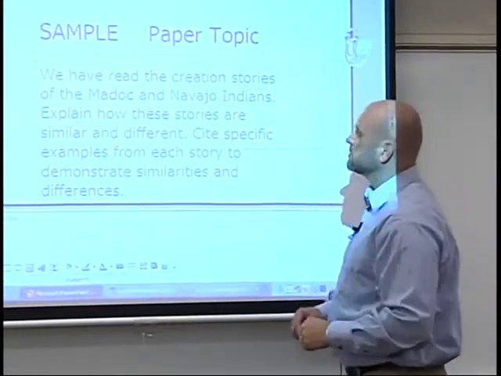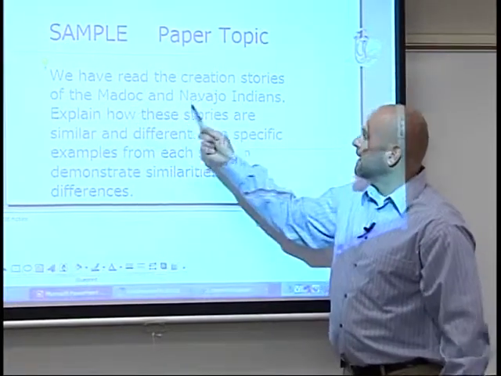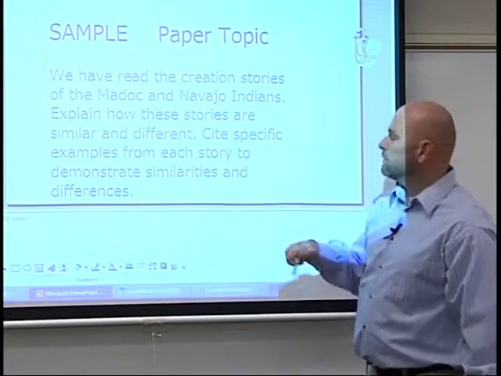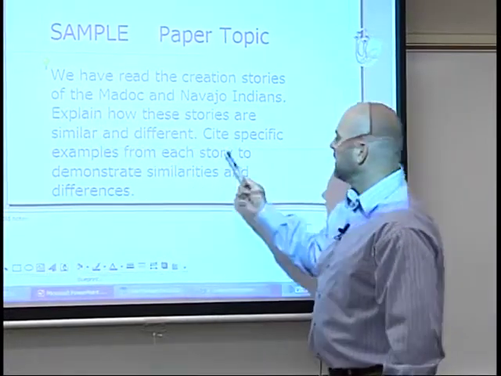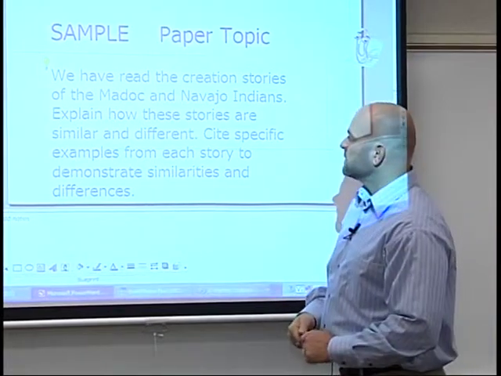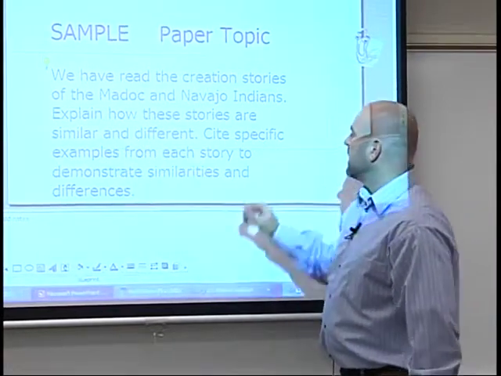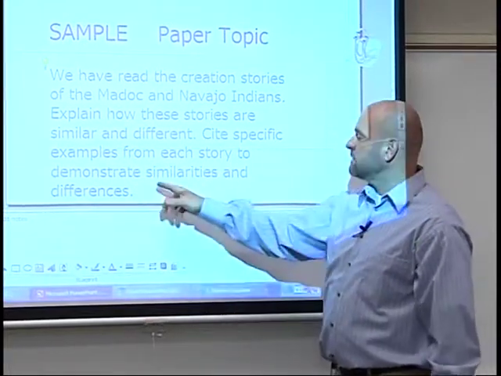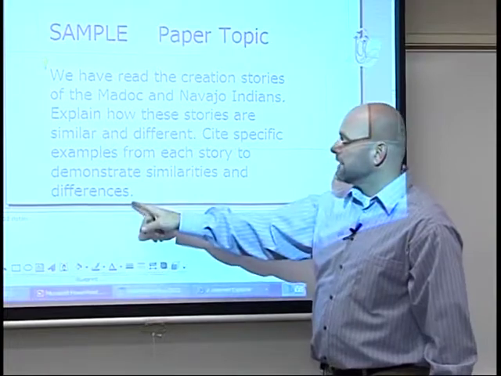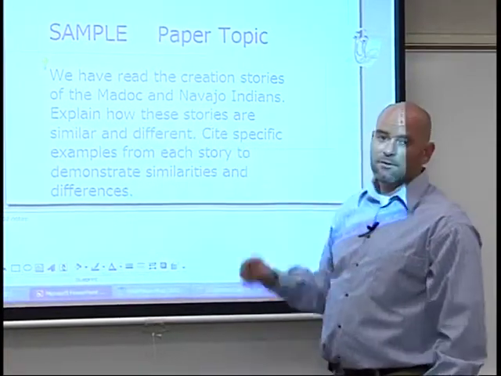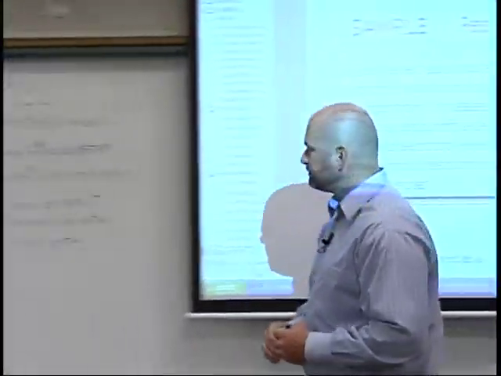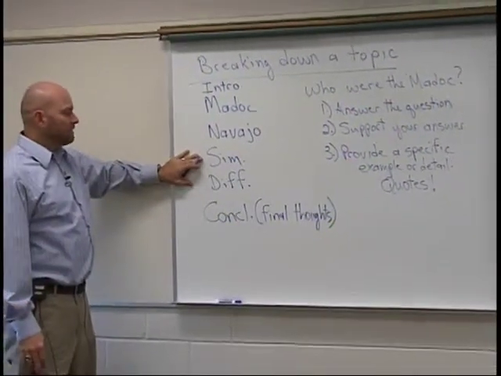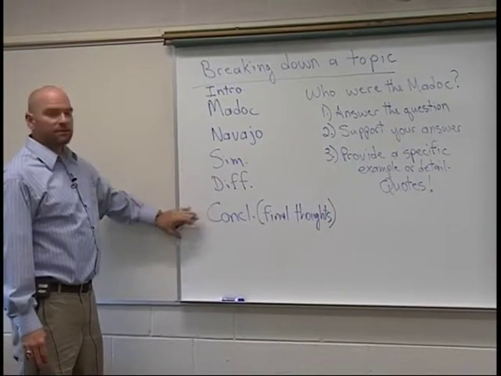So let's slow down and let's look at it again. The nouns, Madoc and Navajo Indians, that's what this paper is about. What does the paper want me to do? It wants me to explain and it wants me to cite. What does it want me to explain? The similarities and the differences, and it wants me to cite specific examples from each story to demonstrate that I understand the similarities and the differences between the Madoc and the Navajo Indians. So if we look back over here, we have our introduction, we have the Madoc, we have the Navajo, we have the similarities, we have the differences, we have the conclusions.